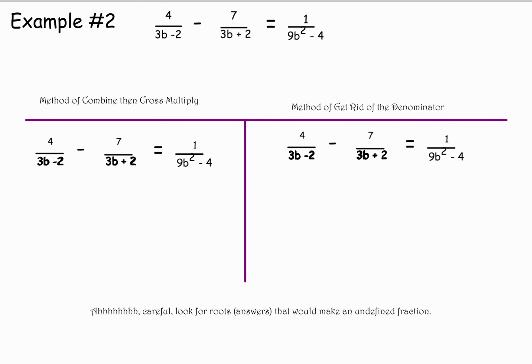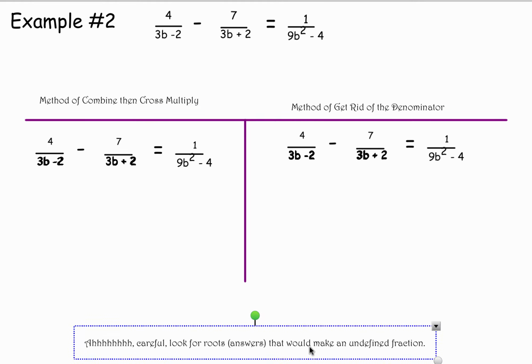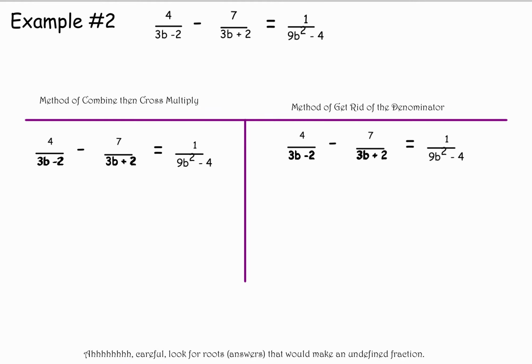All right, so now we have a little bit more of a complex one. And again, I'll show you both ways. And you can determine which one you would like to do. All right, so method of combining and then cross multiplying.